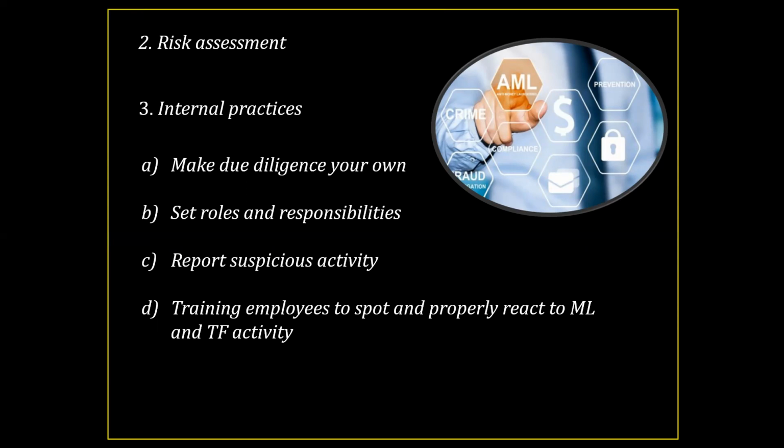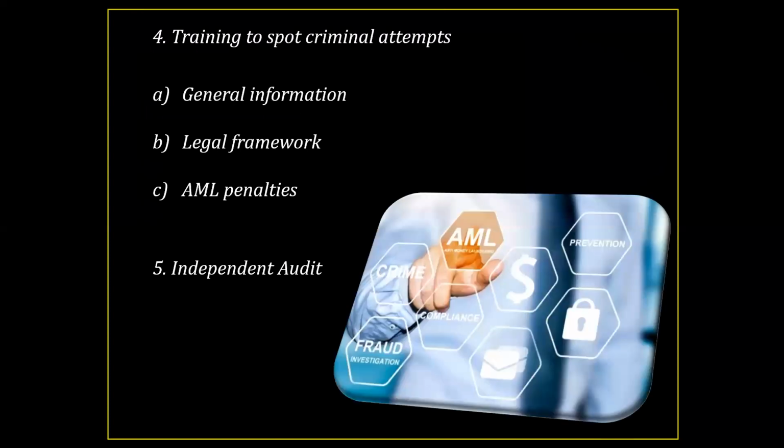The employee training program has to be designed to meet the requirements of the company and should be scheduled in accordance with the changes in legislation or after a criminal case takes place. To properly protect their work, banks and e-wallets should have internal controls across all departments and branches. The fourth point is prevention of criminal attempts, training to spot criminal attempts.